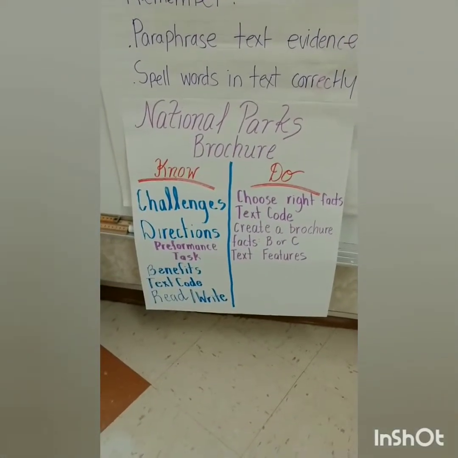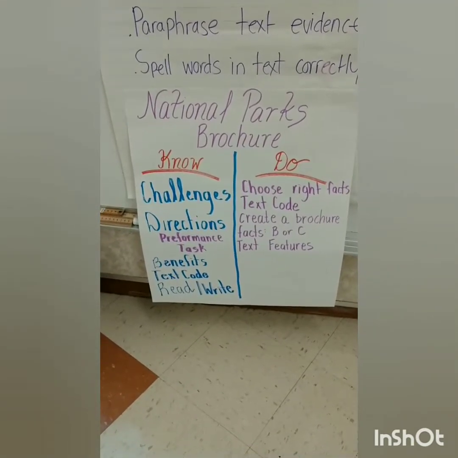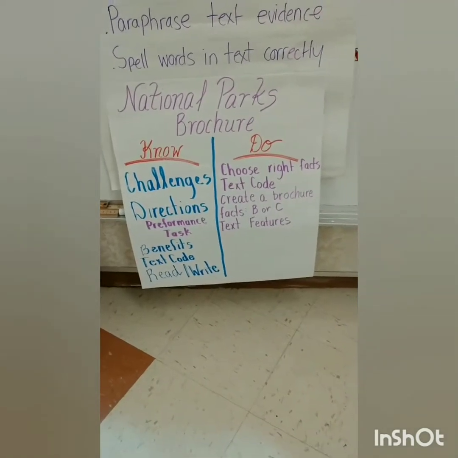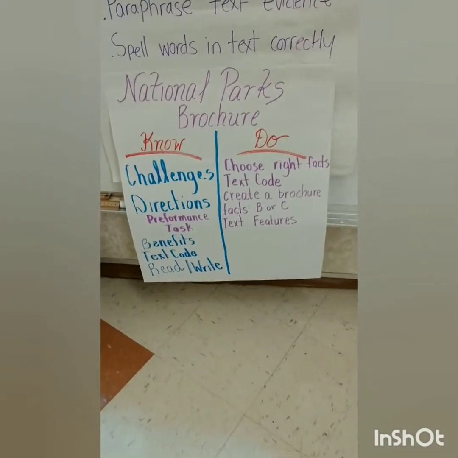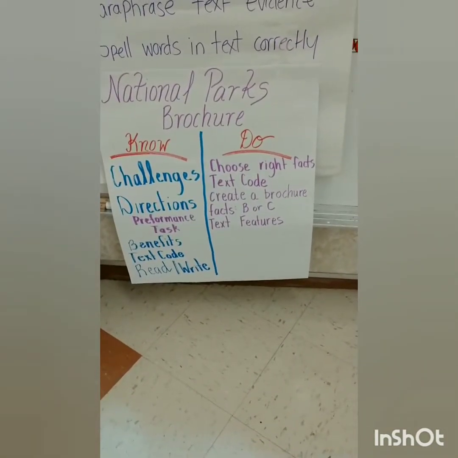We need to know challenges. We need to know the directions, what is in the performance task, what's it asking for. We need to know benefits. We need to know how to text code. We need to know how to read, know how to write. What we said we need to do is we need to choose the right facts based on our performance task.